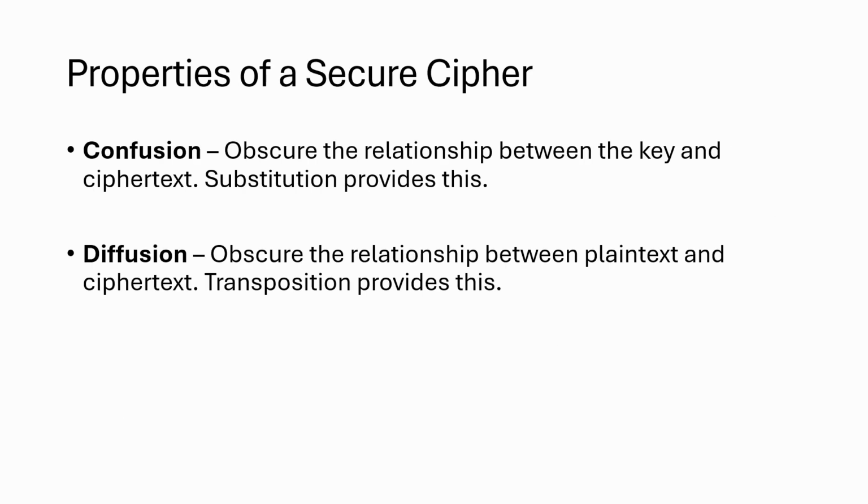So for a secure cipher, you really need two properties. You need confusion, which is obscuring the relationship between the key and the ciphertext. Something called substitution does this. We'll go over that in the next slide. And then you need diffusion, which is obscuring the relationship between plain text and ciphertext. And transposition provides this. And we'll be going over that as well.